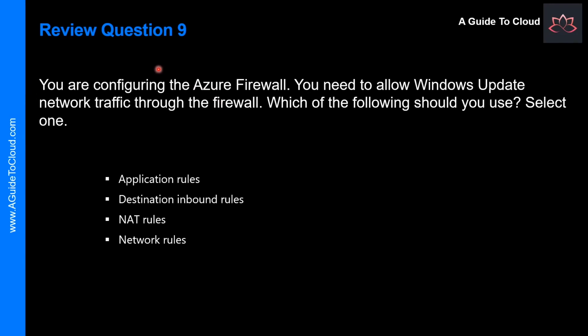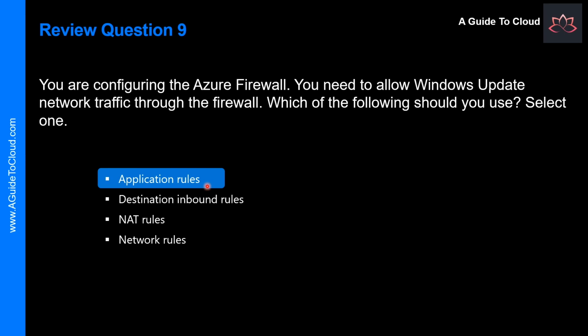All right, let's look at the last question. You are configuring the Azure Firewall. You need to allow Windows Update network traffic through the firewall. Which of the following should you use? You need to select just one answer. It's not network rules. You won't be able to achieve it through NAT rules, and destination inbound rule is not correct. So the correct answer is application rules.